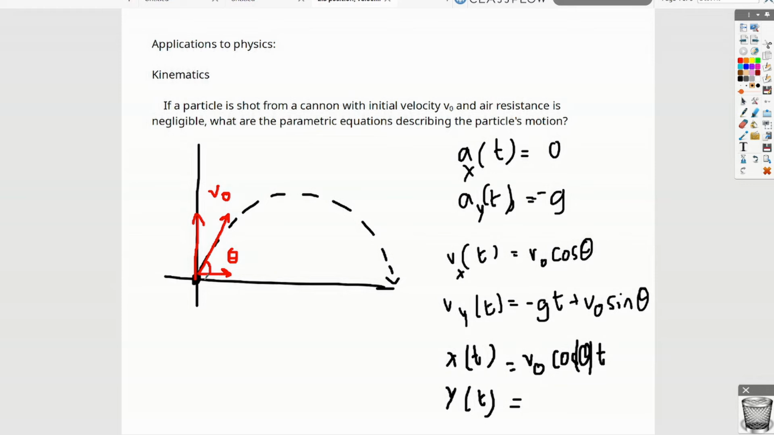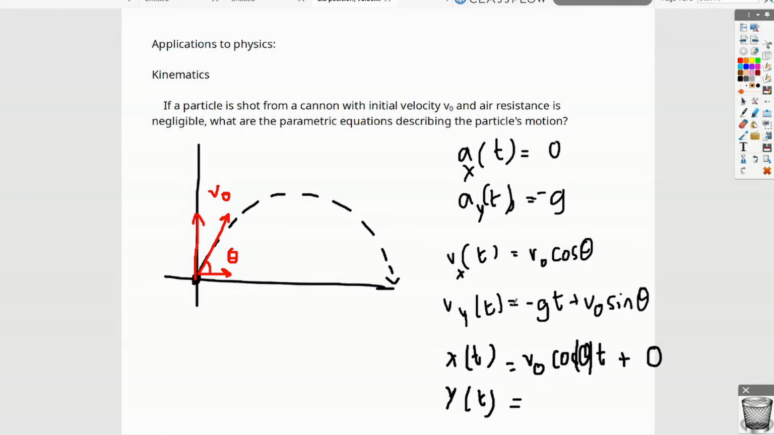What's plus c in this case? If we take this to be our reference point at 0, 0, then it's just 0, right? So it's v naught cosine theta times t. That's the first parametric equation. V naught, initial velocity, times the cosine of theta, the angle that it makes with the ground, times the time.